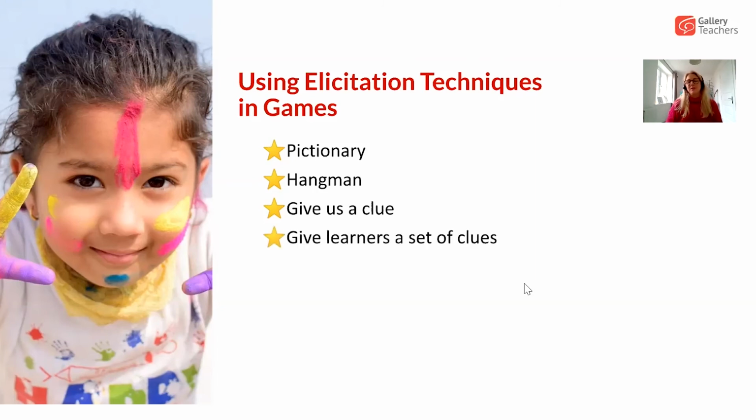Another one is quite similar to give us a clue, but this can be done in groups. It makes it more fun. So you could give learners a set of clues in groups and they have to write down the answer. For example, it could be something like, this is a fruit, but everyone thinks it's a vegetable. What is it? And of course, the answer is tomato. So they'd be writing down tomato. So you have this set of clues, they discuss it in groups, and write down the answers.